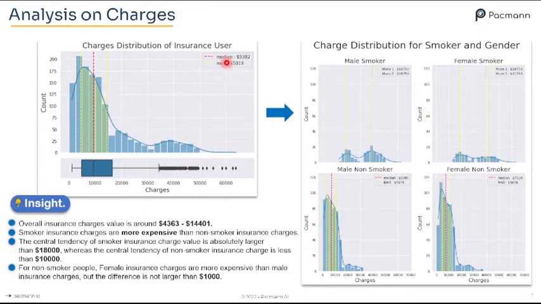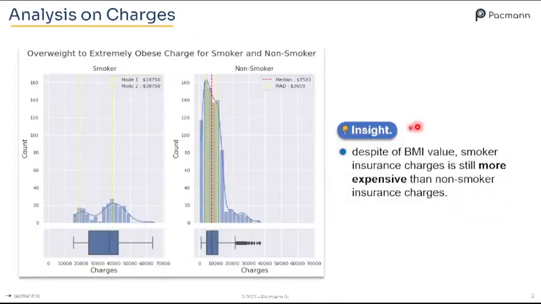This analysis on charge shows us that by comparing the central tendencies of smoker insurance charge and non-smoker insurance charge, we can show that smoker insurance charge is more expensive than non-smoker insurance charge. The smoker insurance charge is larger than $18,000, whereas non-smoker is less than $10,000. This part of analysis shows us that without regard to the BMI, smoker insurance charge is more expensive than non-smoker.